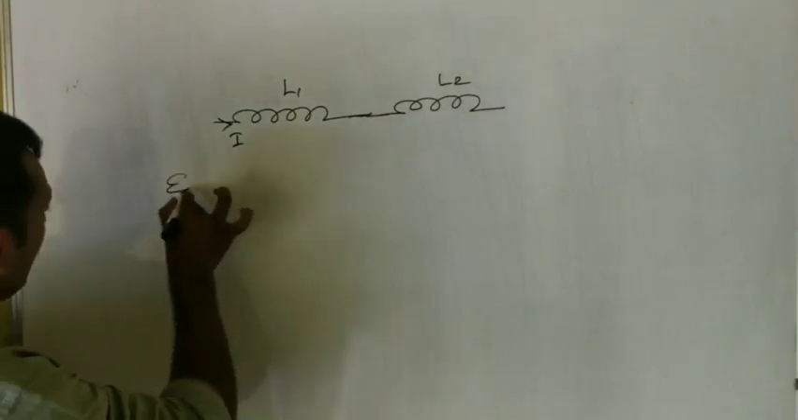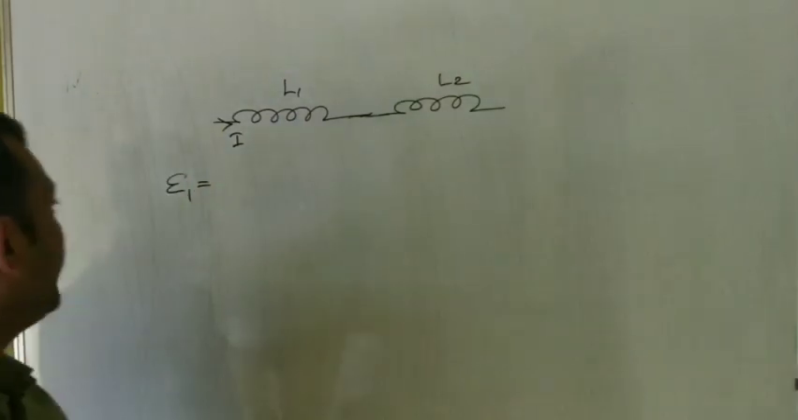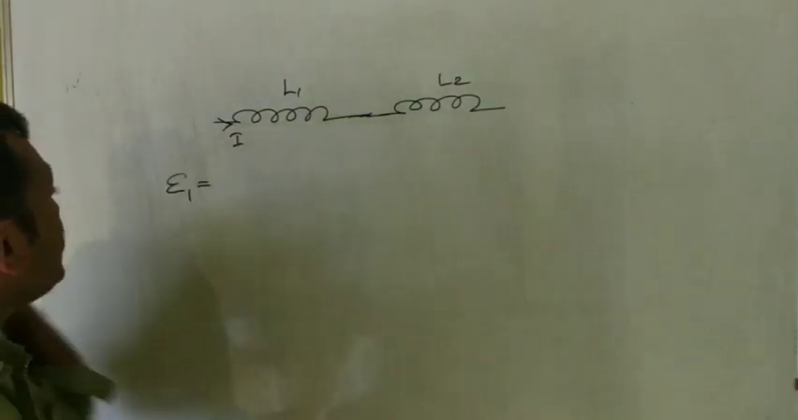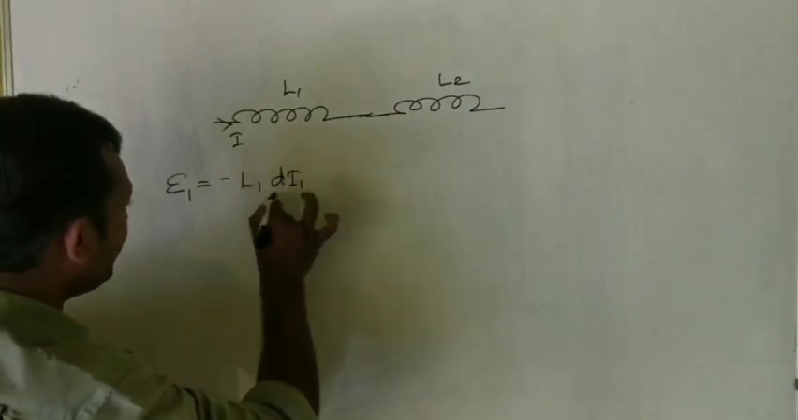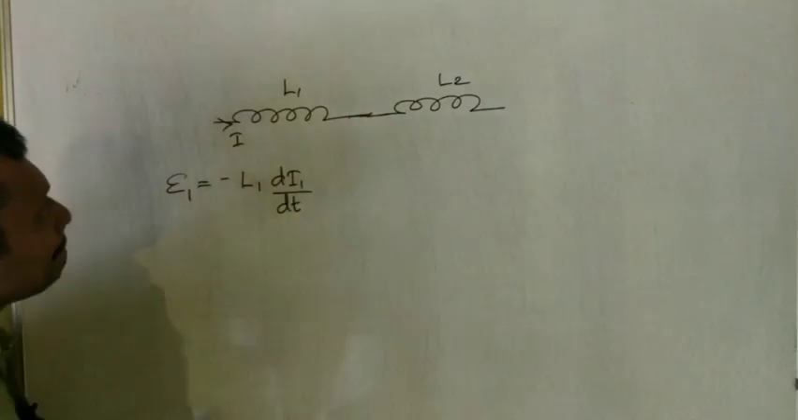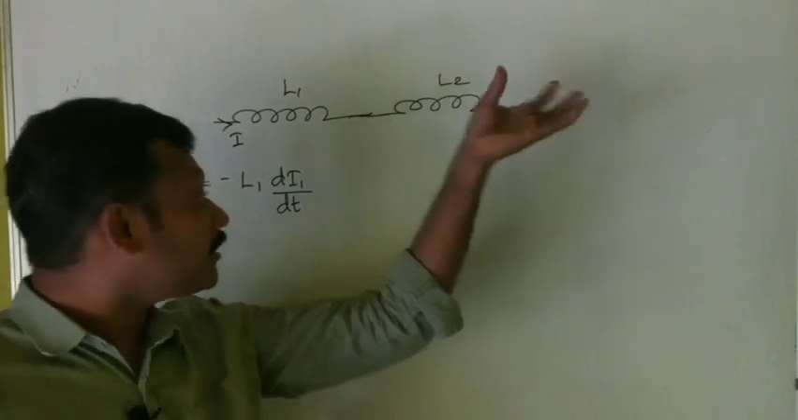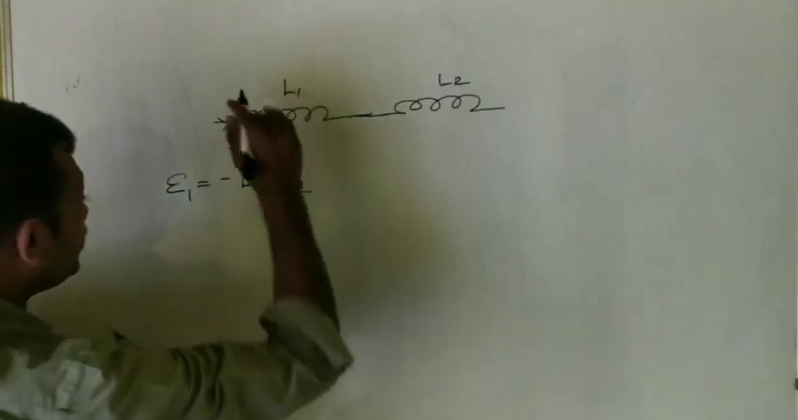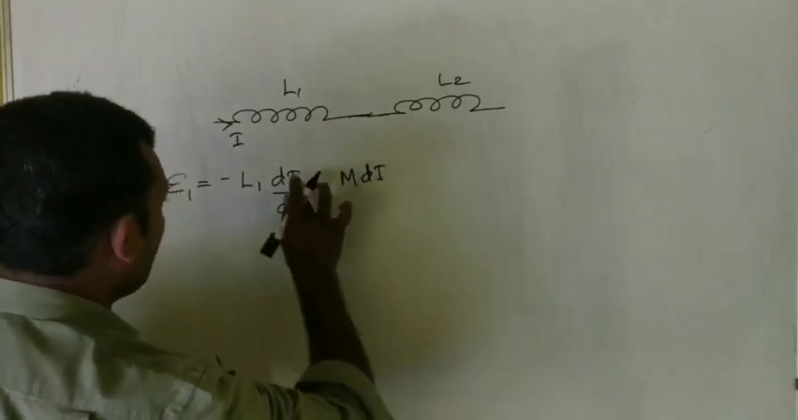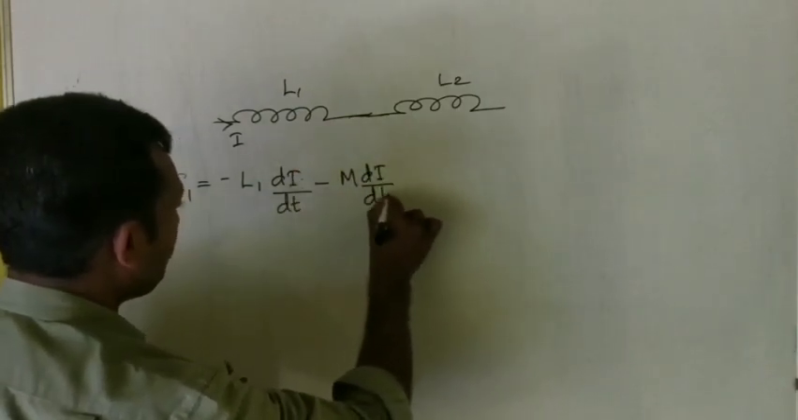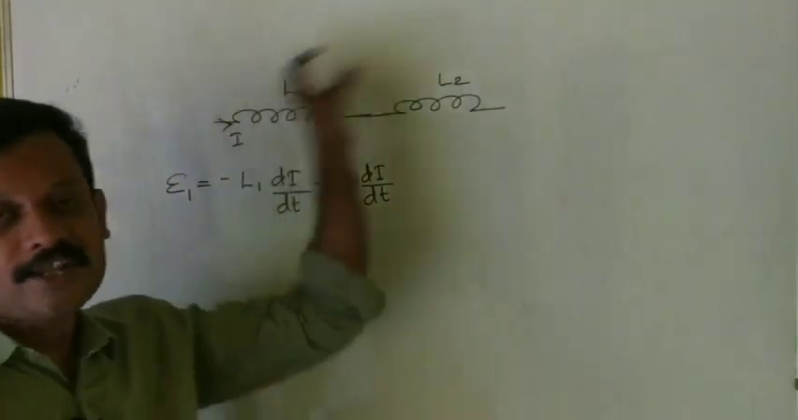What is the total EMF in the first coil? This is the first question. As a result of self-induction, there will be an EMF which is L1 dI1 by dt. Since it is the same current passing through the second coil, it will create a mutual induction in the first coil, which may be written as minus M dI by dt, because the same current flows through both the coils, and therefore the rate of change must also be the same.